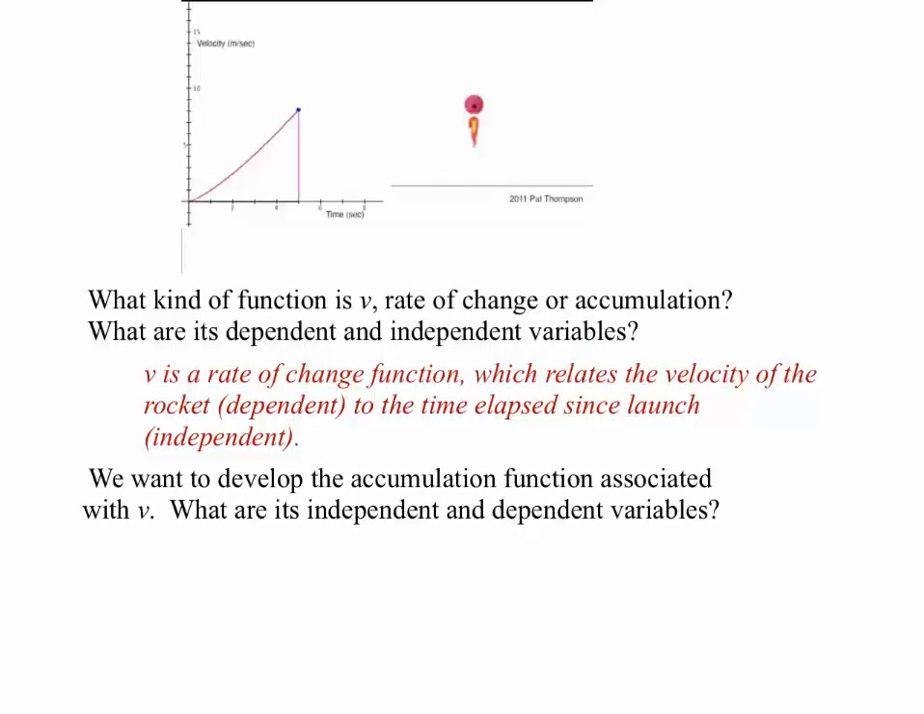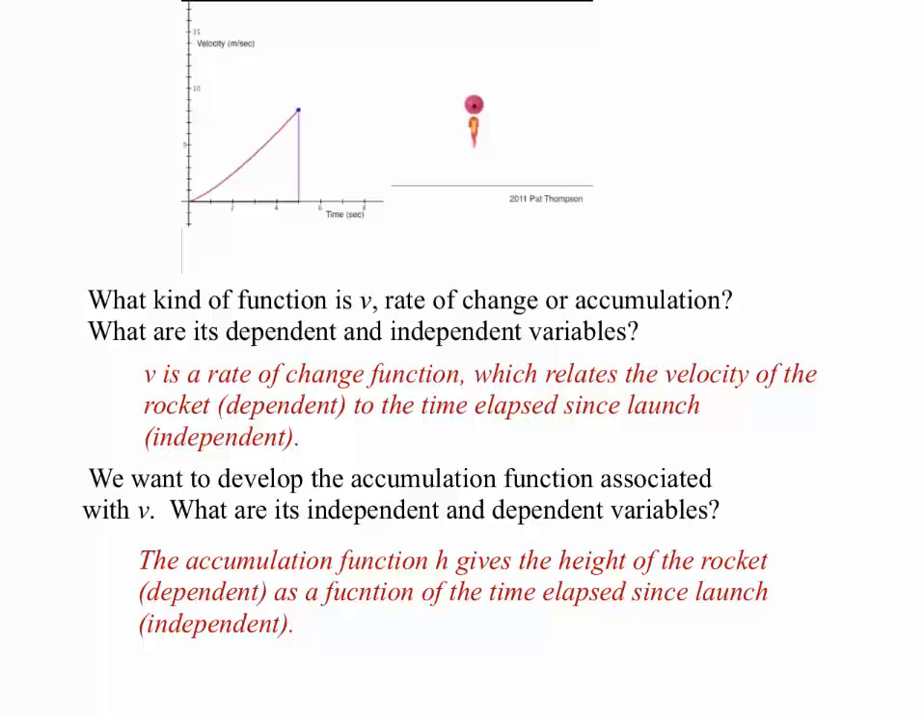Okay, independent variable for the accumulation function. Time elapsed since launch. You should have said time elapsed since launch. Dependent variable for the accumulation function. Height of the rocket above the ground, or from the launch pad. Okay? Accumulation h is the height of the rocket as a function of time elapsed since launch. We're just laying down all the groundwork here.